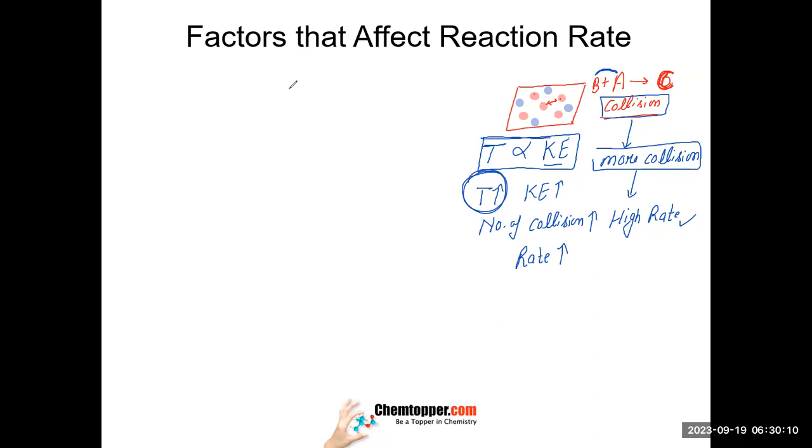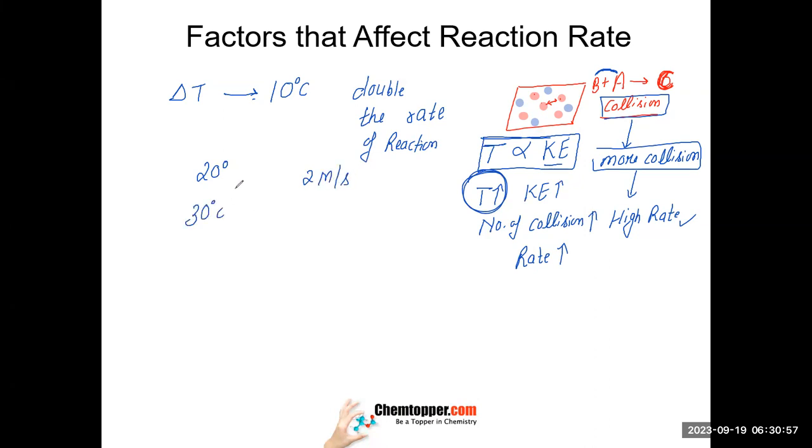You will be surprised to know that if you change the temperature of a reaction by 10 degrees Celsius, a change in temperature delta T by 10 degrees can double the rate of the reaction. Double. This is a very popular statement and observation by chemists: if you want to carry out a reaction at a double rate, just increase the temperature by 10 degrees Celsius, which is easy. 10 degrees Celsius is hardly any temperature increase, right? Like if you're doing a reaction at 20 degrees Celsius, if the rate is 2 molar per second, you increase the temperature to 30 degrees Celsius, the rate will become, children? Answer it.